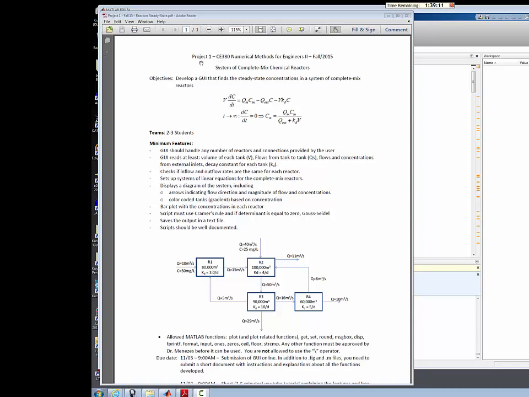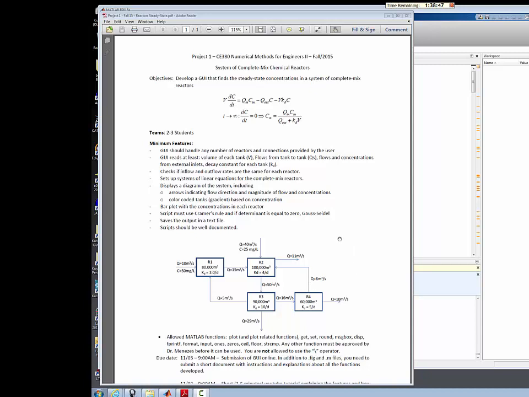For Project 1 in numerical methods, we were to develop a GUI that finds the steady state concentrations in a system of completely mixed reactors. So here we have the equation, which in steady state, the left side becomes 0, and we have Qin times Cn equals Qout times C minus Vk times the concentration.